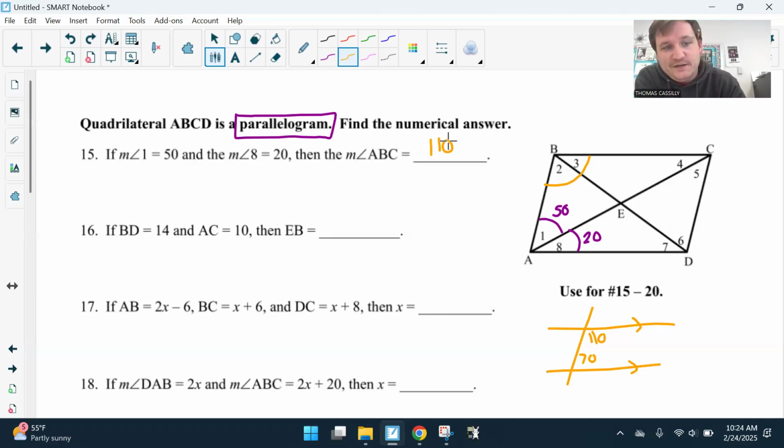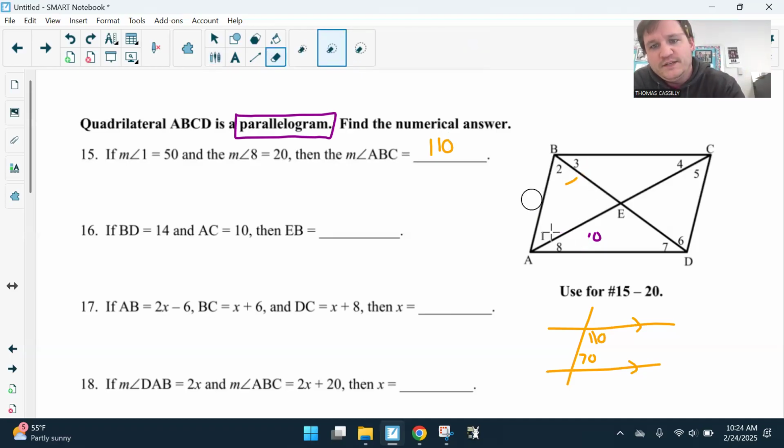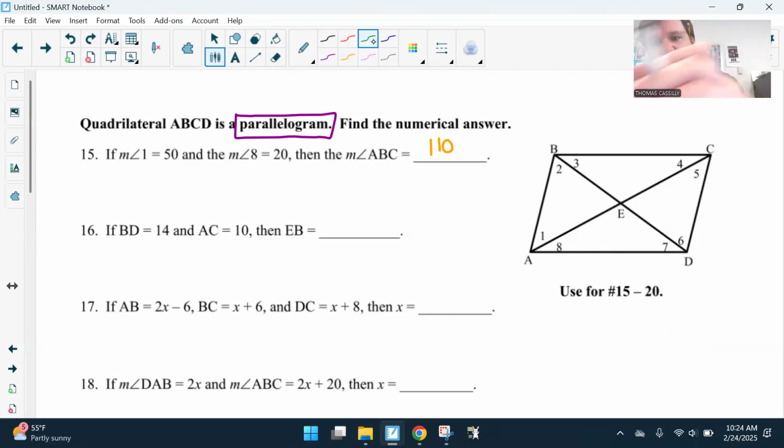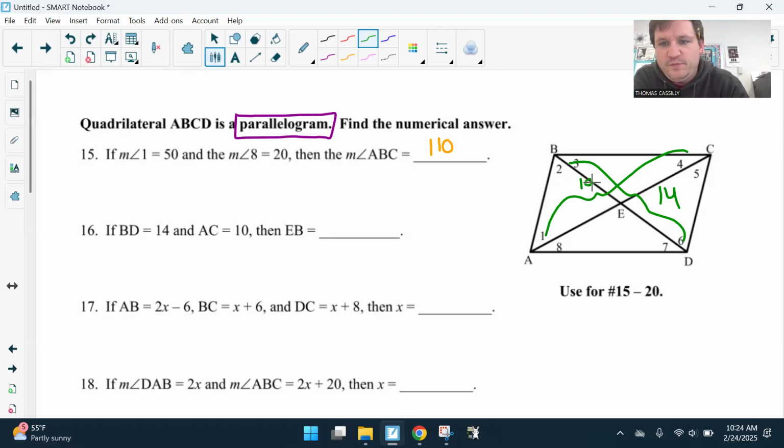Next one, if BD is 14, where is BD? So BD, that is a diagonal. If BD is 14 and AC is 10, so you got 14, you got 10, the entire diagonal. This is 14. This guy is a 10. What are they asking for? They want to know what EB is.